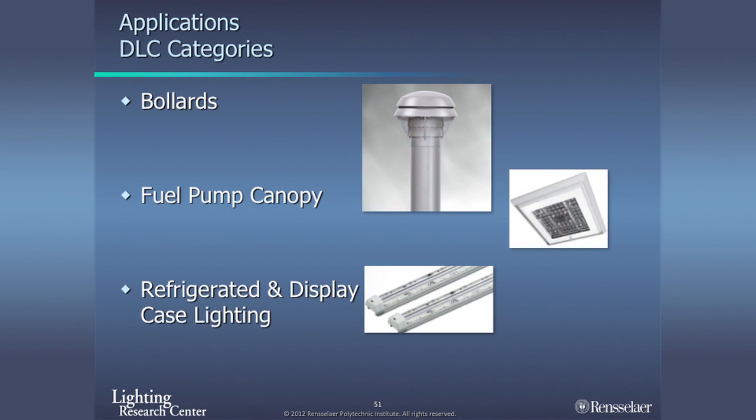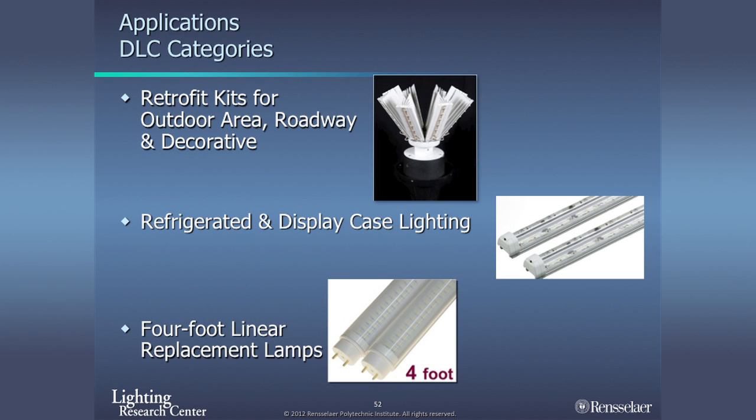Fuel pump canopies, refrigerated case lighting, retrofit kits, 4-foot linear replacement lamps, and they have a very strict standard for these. These are basically if you just want to take out your fluorescent lamps and stick in. They actually make these that will operate right on your instant start ballast. You stick it in, and it saves about 10 watts per lamp. Now it's expensive. These can cost $30 to $40.